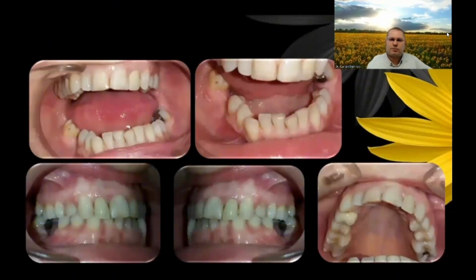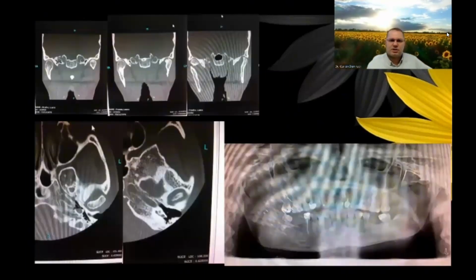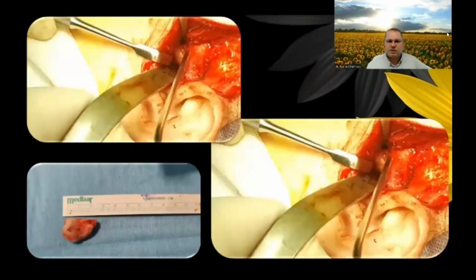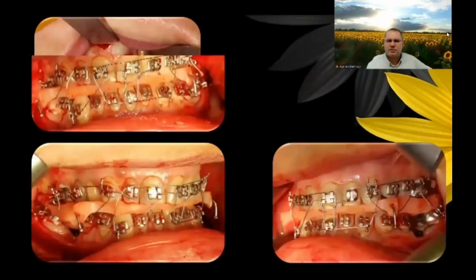So this is the pre-op situation. This kind of opening, and the patient was unable even to chew because she had pain every time she tried to chew. Extraorally, as you can see, and intraorally, this asymmetry is evident. The situation in the CBCT. This is the condylar situation in this case. The condylar cut, as you can see, and corticotomy done selectively in these sites.